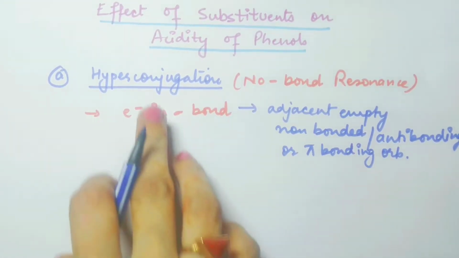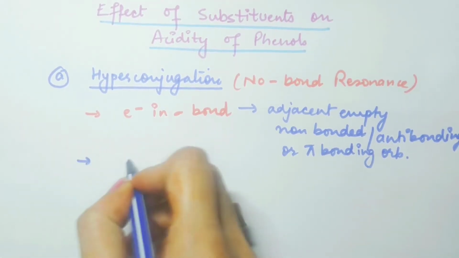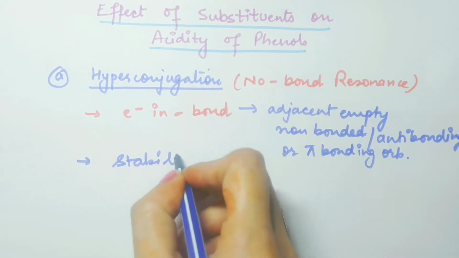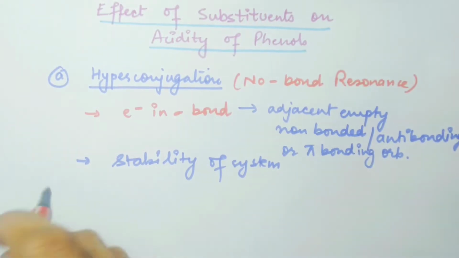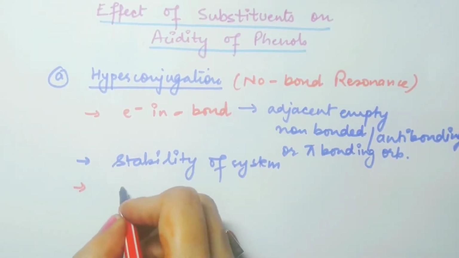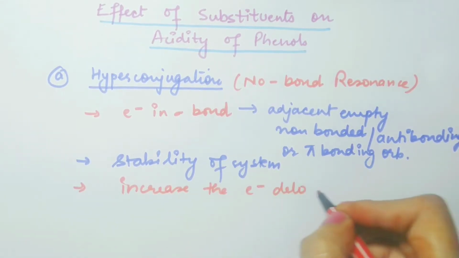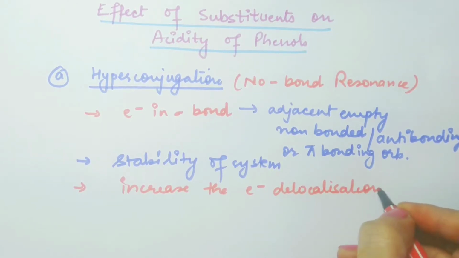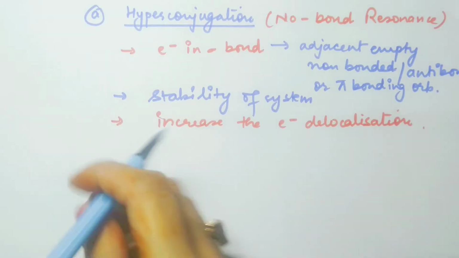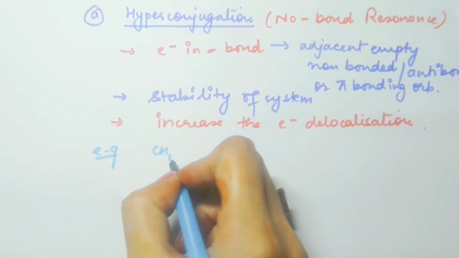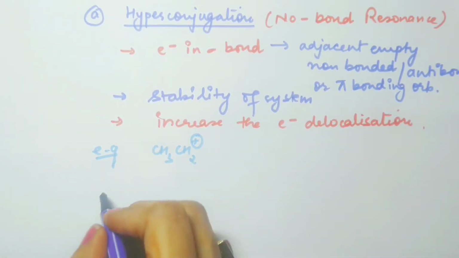So this interaction results in the hyperconjugation system. Due to this, there will be stability in the system. It leads to stability of the system, and it also increases the electron delocalization. So to explain this hyperconjugation, we'll take one example. I am taking the example of the ethyl carbocation.